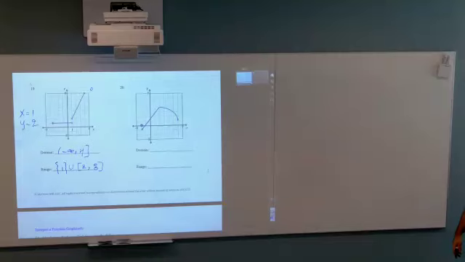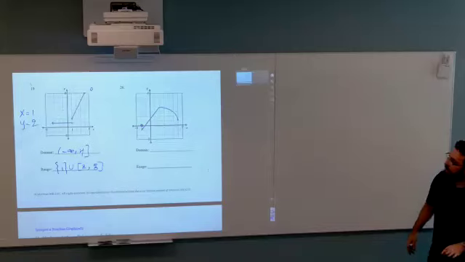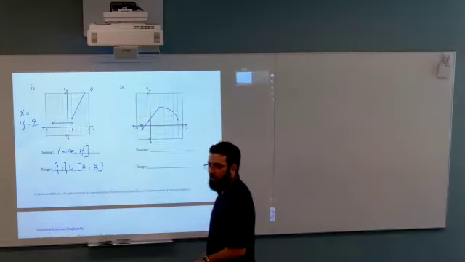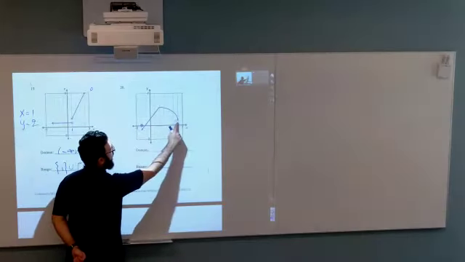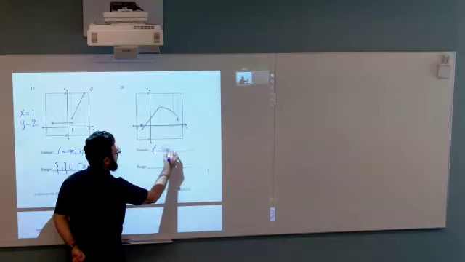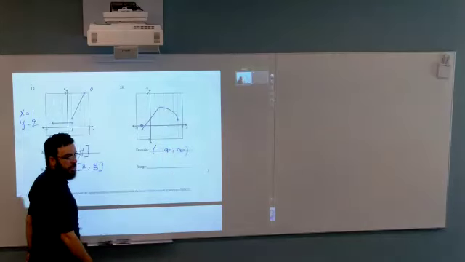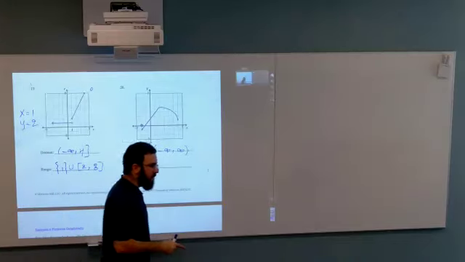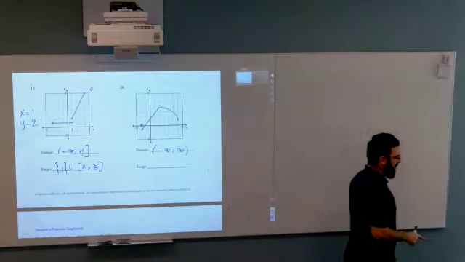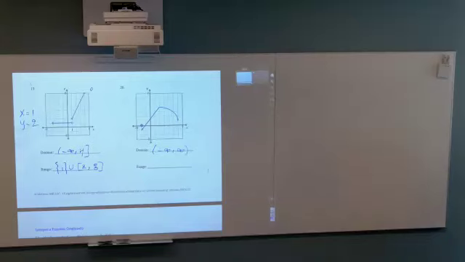What's the domain? What's the domain? Negative infinity. Check the arrow from here and the arrow from here. So it's going to be what? That's it. What about the range?